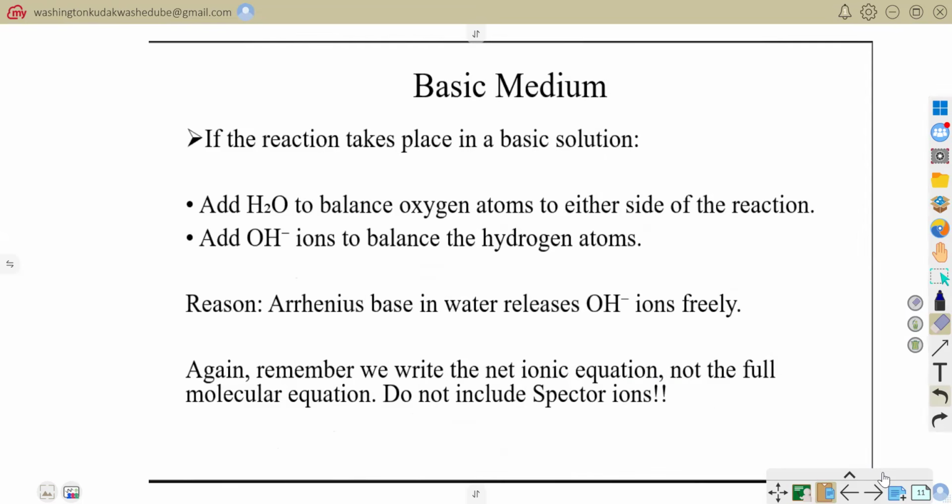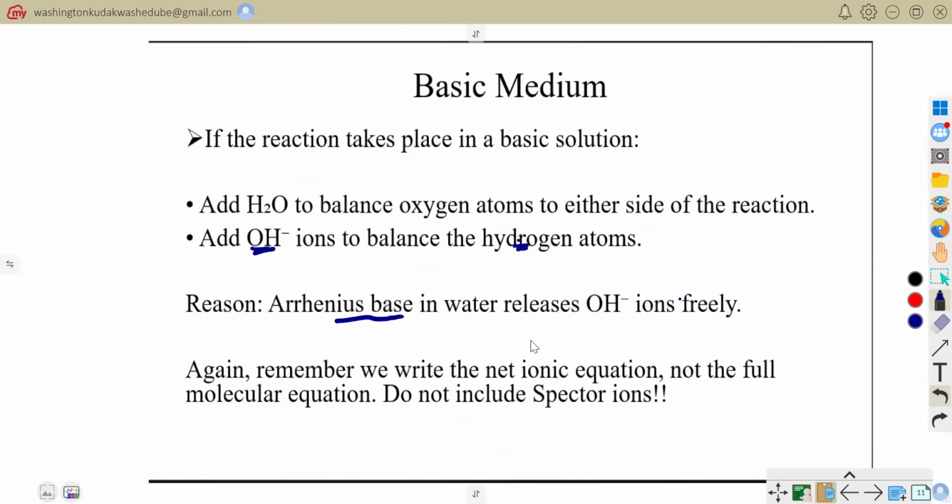Now, what if the reaction is taking place in a basic medium, in a basic solution? The difference is that when you are balancing hydrogen atoms in a basic solution, you need to add OH minus ions. As we have quoted Arrhenius, according to Arrhenius, a base in water releases what? OH minus ions freely.